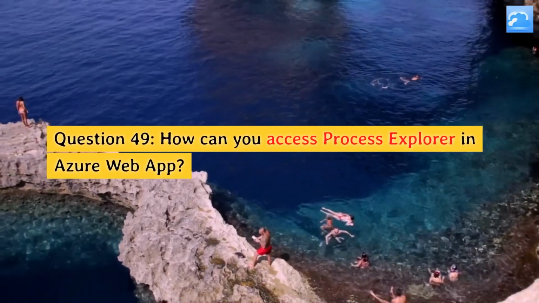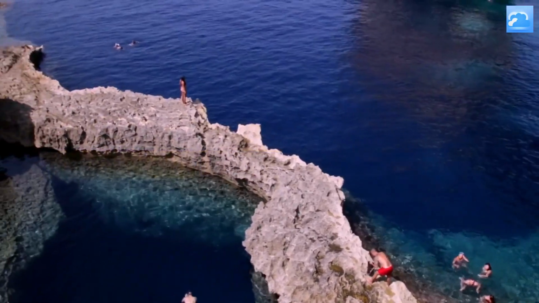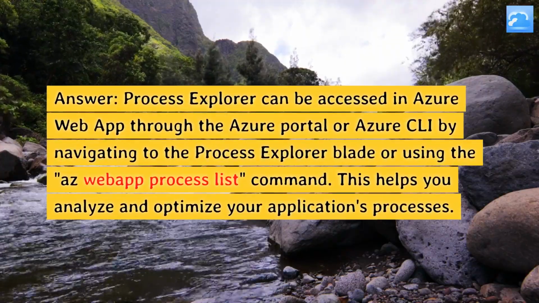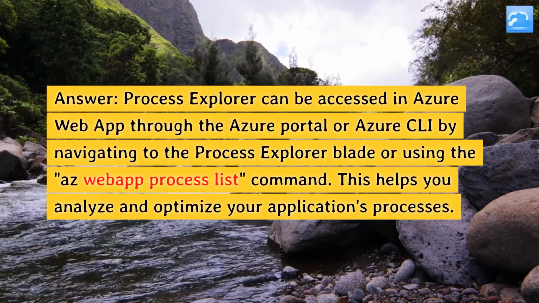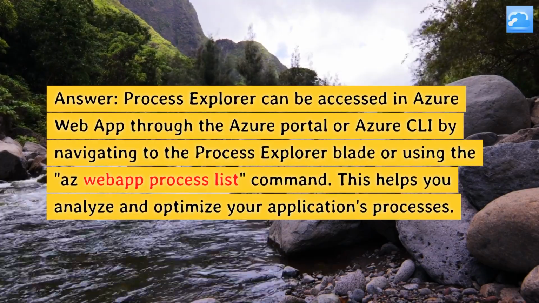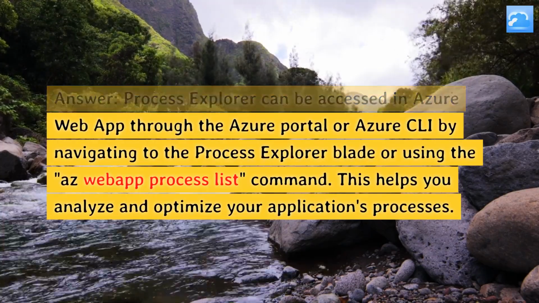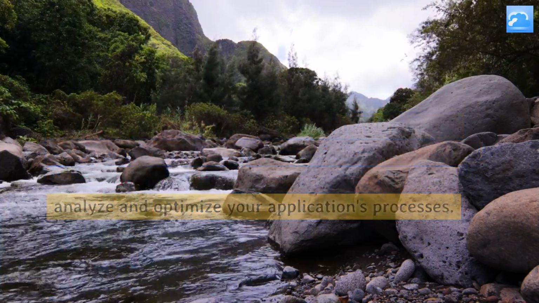Question 49. How can you access Process Explorer in Azure Web App? Answer. Process Explorer can be accessed in Azure Web App through the Azure portal or Azure CLI by navigating to the Process Explorer blade or using the Azure Web App process list command. This helps you analyze and optimize your application's processes.